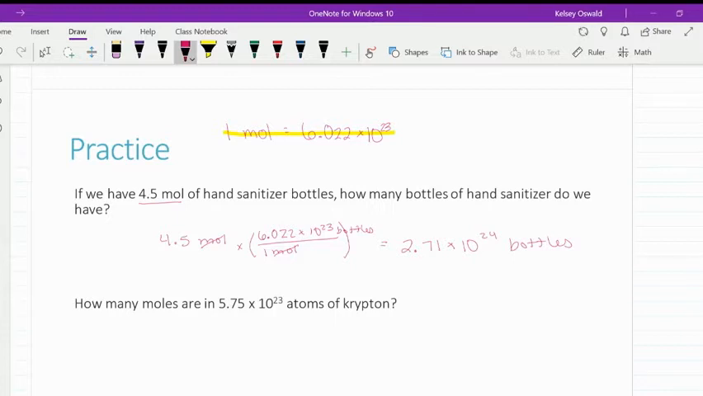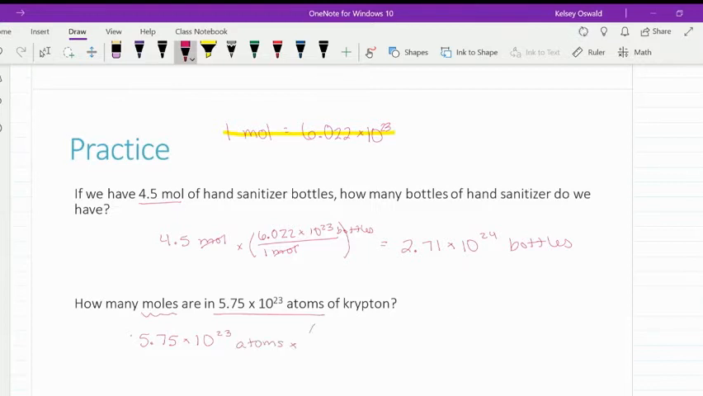Okay. So let's look at one that's a little bit more scientific. So let's say in this example, we have 5.75 times 10 to the 23rd atoms of krypton. And we want to figure out how many moles that is. So again, we never start with a conversion factor. So we are going to start with what we're given. So 5.75 times 10 to the 23rd atoms.